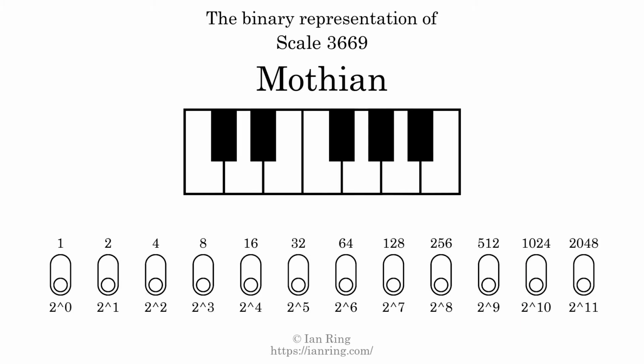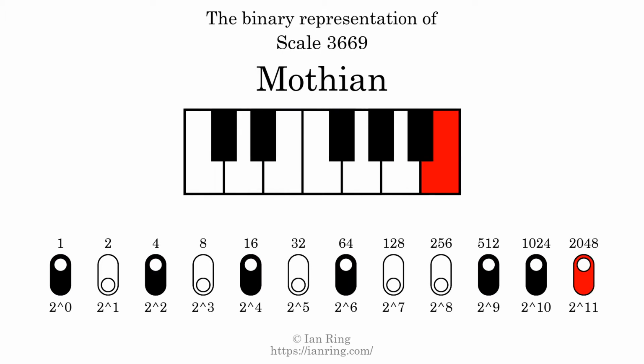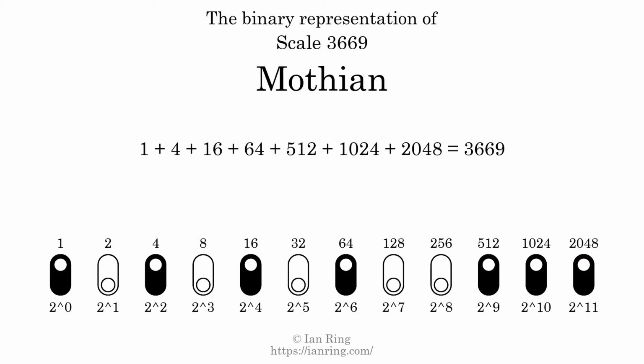The binary representation of this scale is determined by mapping tones of the scale to binary digits. Each binary digit represents a power of 2. To get the scale number, we add the powers of 2 together. The powers of 2 that are present in the scale, all added together, equals 3669. That is why the scale number, in decimal, is 3669.